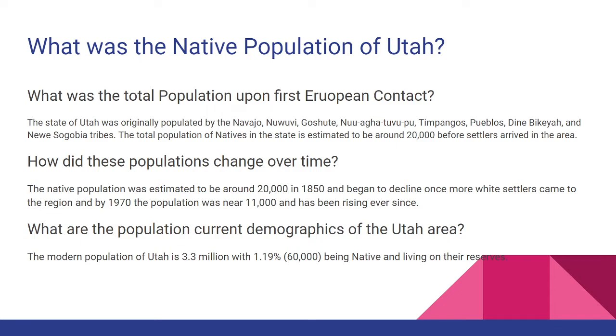And since 1970, the population of the natives has grown to 60,000, and they live on their respective reserves. They make up about 1.19% of the 3.3 million total population of Utah.